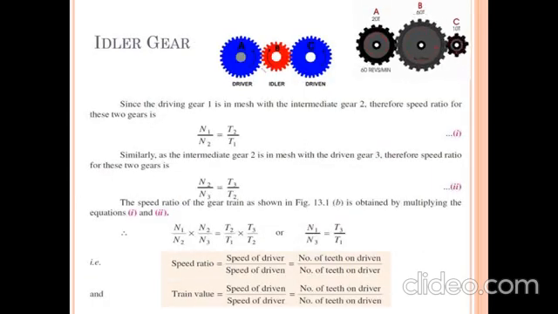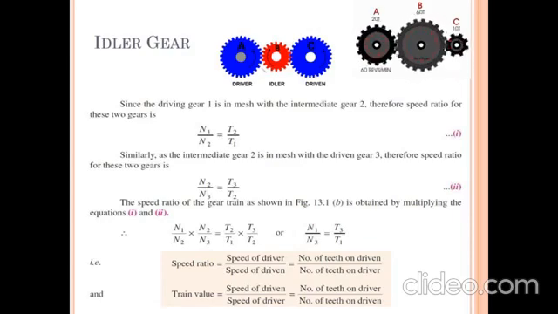Now, this simple gear train we observe in many applications. In a lathe, or in various other applications, we can observe this simple gear train in which a single gear is mounted on a single shaft.